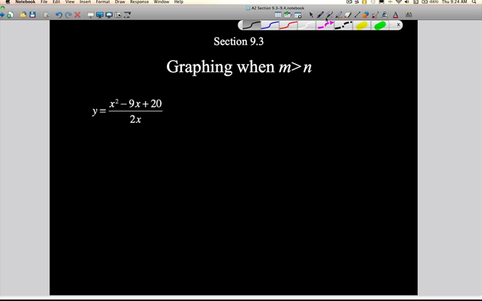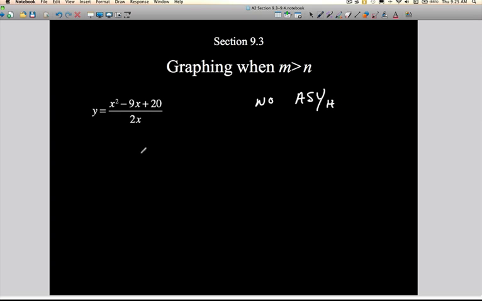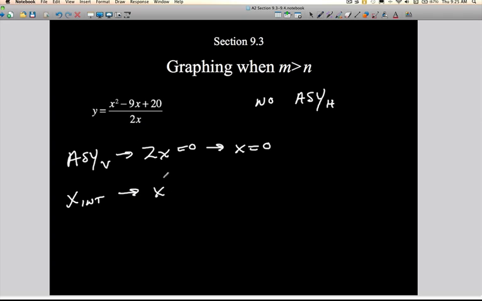The last case we could have here is when m is greater than n, and in that case there is no horizontal asymptote. So no horizontal asymptote. If I want to find the vertical asymptote, I set my denominator to be equal to 0. And if I divide by 2, x equals 0 will be the vertical asymptote. If I want to find my x-intercepts, I set the numerator to be equal to 0.